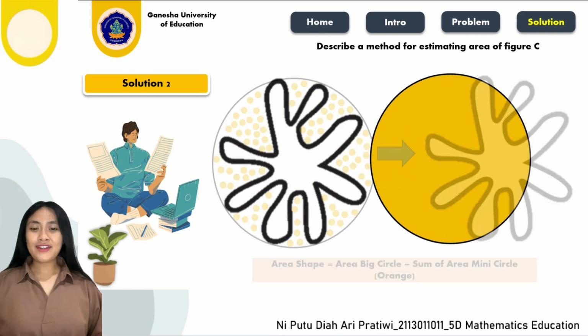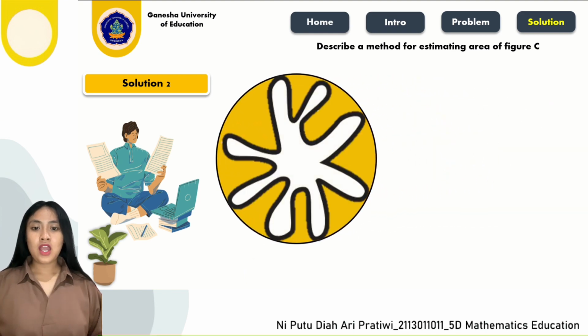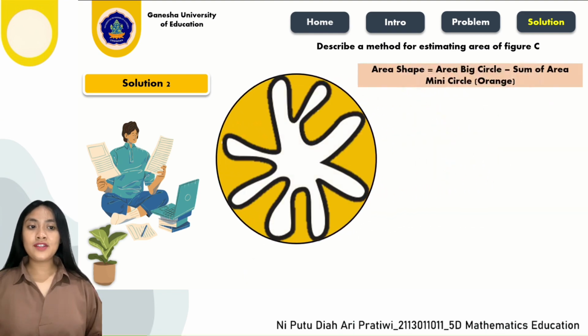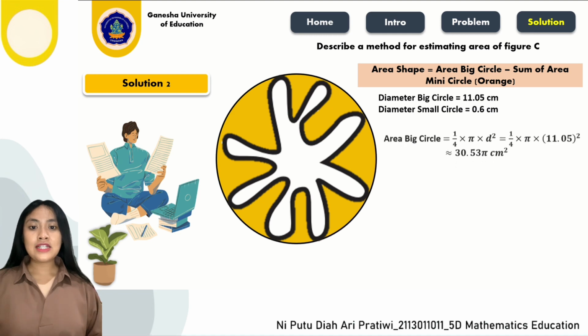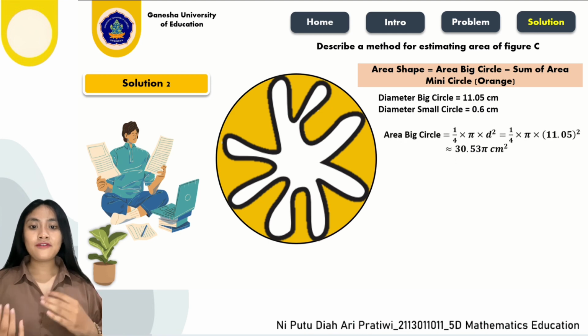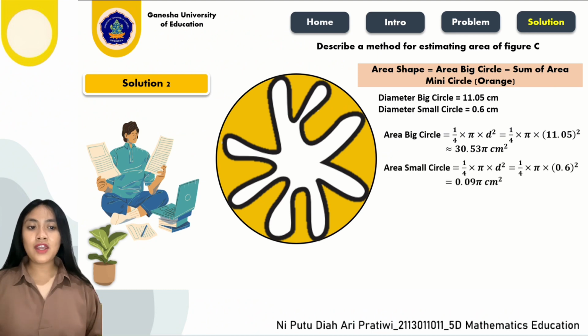Okay, so you can understand more, let's see this example. If we know the diameter of the big circle is equal to 11.05 cm and the diameter of the small circle is equal to 0.6 cm, we can find the area of the big circle is approximately 30.53 π. And then the area of the small circle we can find is equal to 0.09 π.